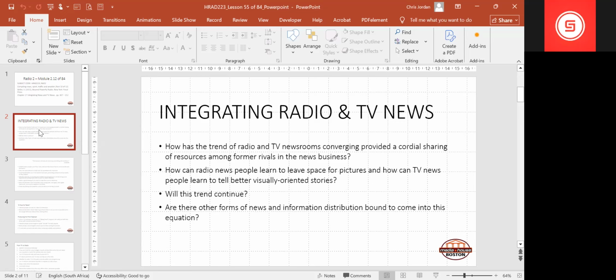So how has the trend of radio and TV newsrooms converging provided a cordial sharing of resources among former rivals in the news business? It's true, right? Because we all need to compete for our own audience. We have to, otherwise either or both mediums will die. How can radio news people learn to leave space for pictures, and how can TV news people learn to tell better, visually oriented stories? And will this trend continue?